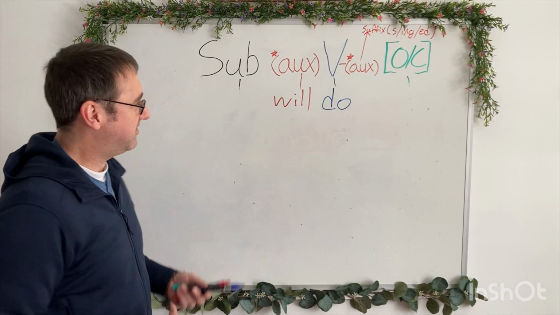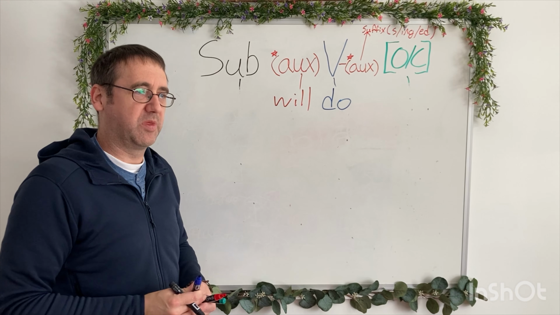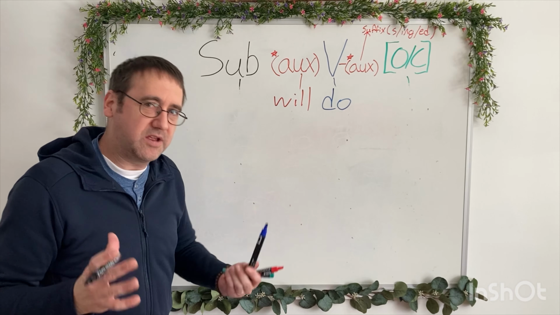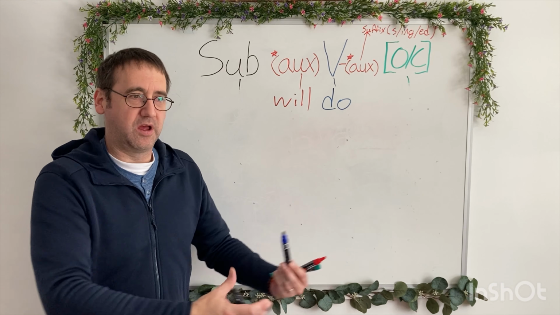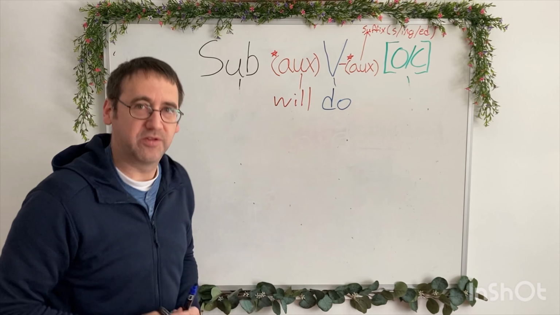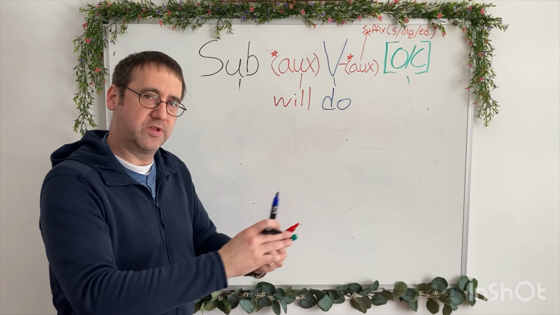Okay, so let's talk about will do. Okay, that's another auxiliary in English. And the meaning of will do is when we talk about future truth, right? I will make another video for you. So, you know, you're talking about the future, what's true in the future.